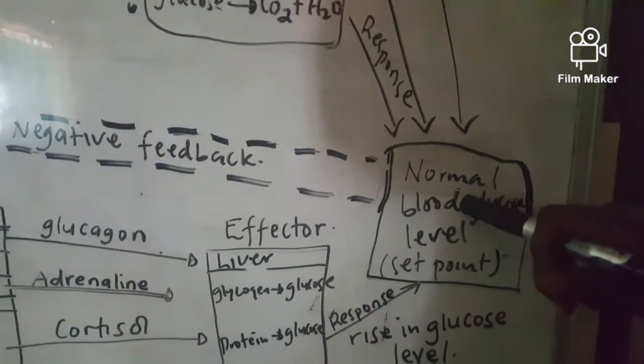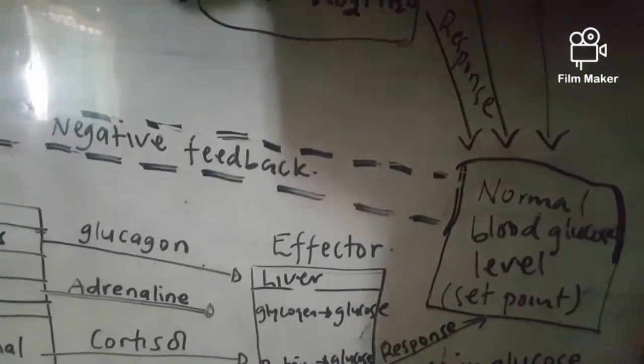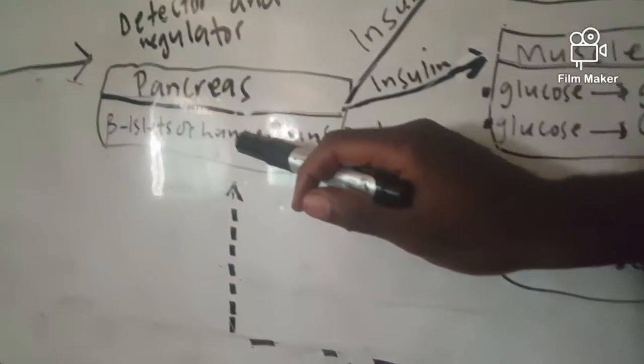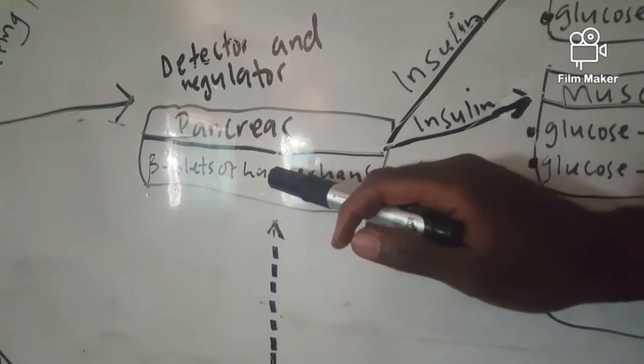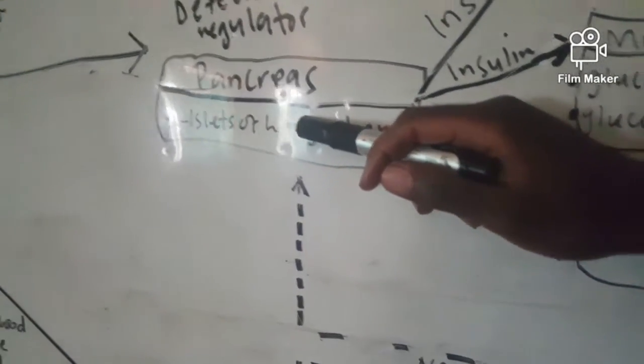And after being brought back to the set point, the feedback now informs the detector and regulator, which is the pancreas, that the normal set point has been restored.